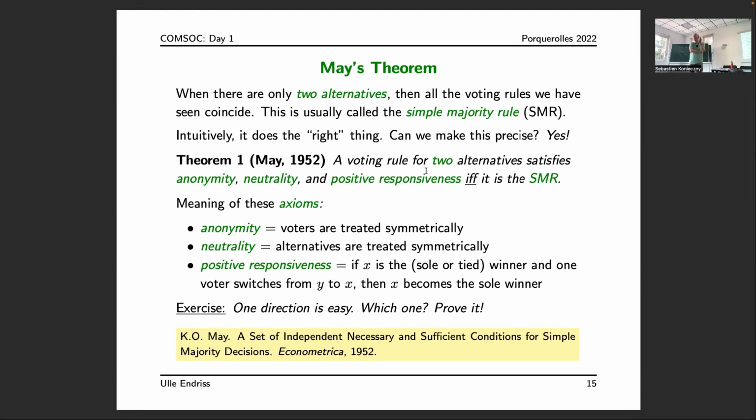Yeah, if we swap two voters, it doesn't change the outcome. So no voter has any special role in there. It just matters how many people want something, but not who they are. Yes, very good. Neutrality. Why does it satisfy neutrality?